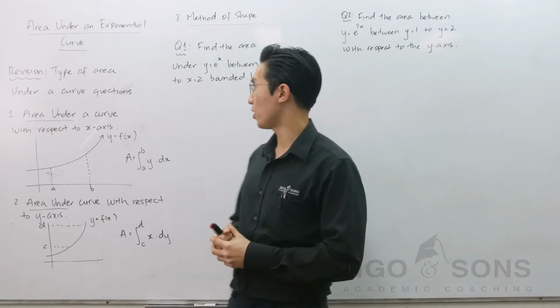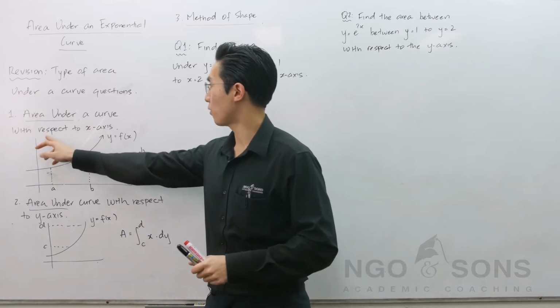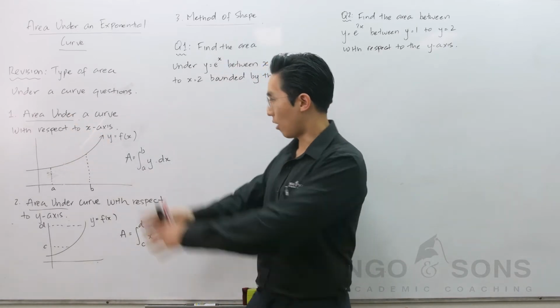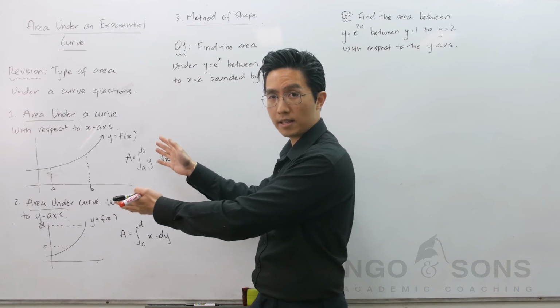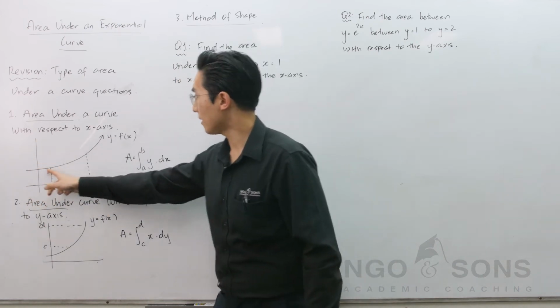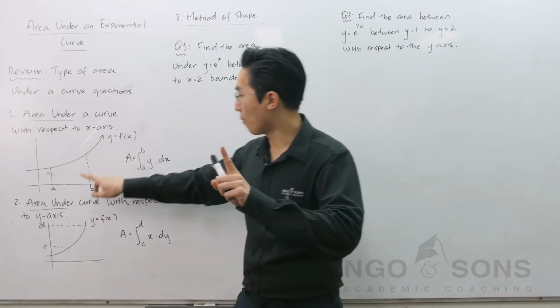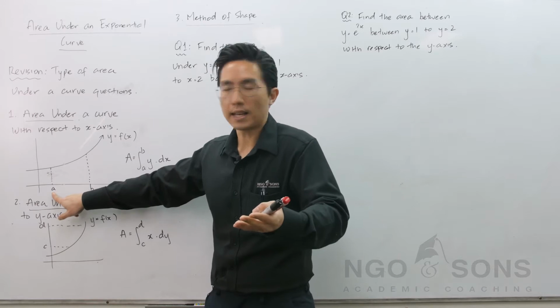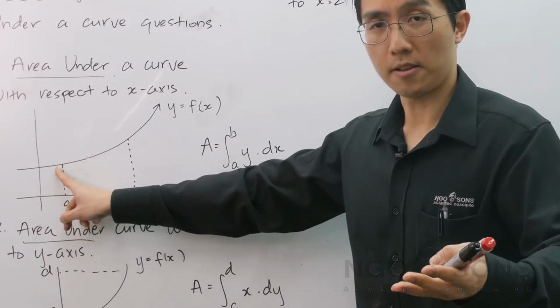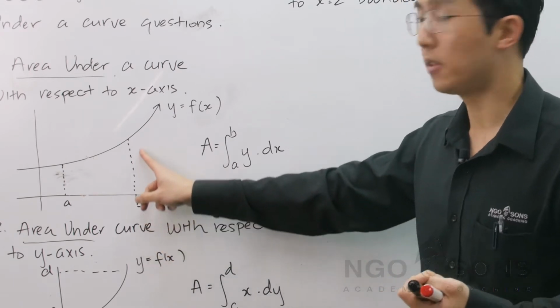The first one I want you to revise with me is an area under the curve with respect to the x-axis. Have a look at this diagram on the left-hand side. It has a y-axis, an x-axis, and this curve, which I randomly called y equals f(x). I want to label this point A and beam it up to the curve. I'm going to label this point B, and beam it up to the curve.